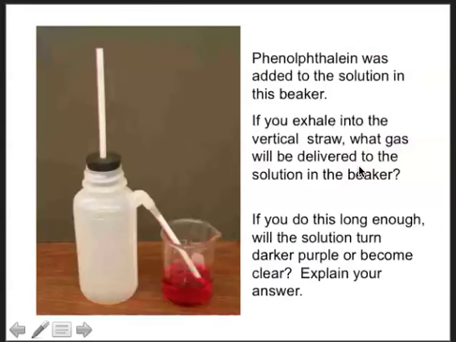Next question. Phenolphthalein was added to the solution in this beaker. If I exhale into the vertical straw and as a result blow carbon dioxide into the container, what will happen to the container? Well, the pH will begin to drop, and as the pH begins to drop, the phenolphthalein will change color from reddish purple to pink to clear. And you saw me do that when I blew into the phenolphthalein solution that we made in lab. As I bubbled my breath in through the straw, the solution began to clear, and that's because of the change in pH.